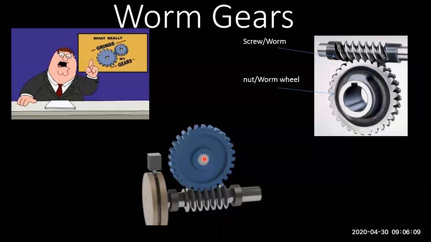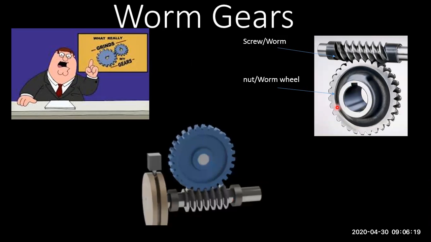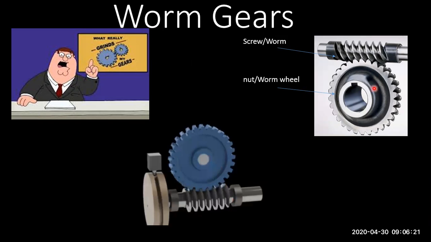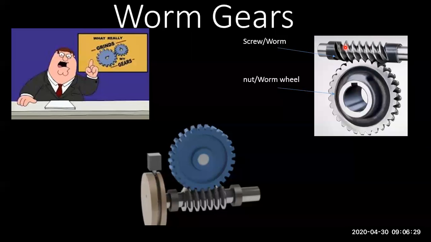So if you see axis-wise, what keywords you have to notice is that the axes are not parallel. The axis of the worm wheel and the axis of the screw are perpendicular to each other. Therefore, they are not intersecting and they are not parallel. So that's how it is. Non-intersecting, non-parallel type of worm gear.